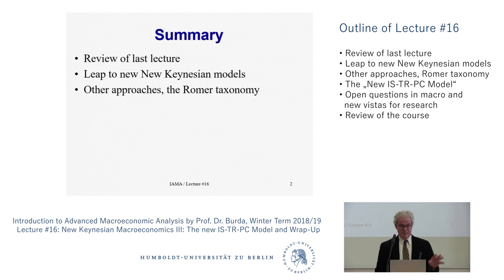I'm going to do a 2x2 table, which is always useful for those of you who like that kind of thing. It's a good way of organizing your thoughts. Then a nod, not to Paul Romer, but to David Romer, a macroeconomist on the West Coast, as I understand it. He's at Berkeley. Then this is going to give rise to what I call the IS-TR-PC model.